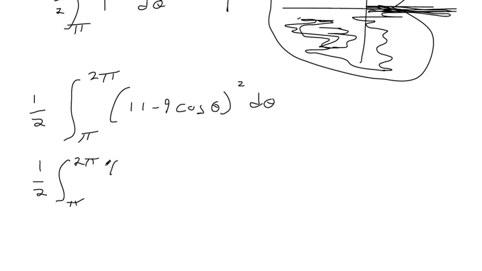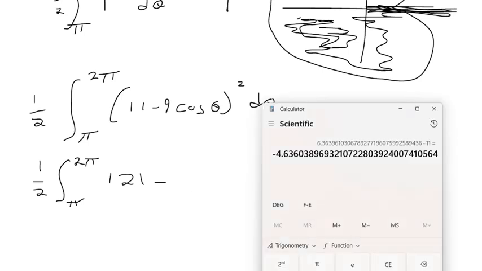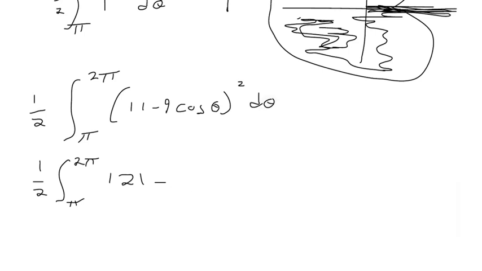So squaring the parentheses, I'd multiply the parentheses by itself. So it's 121 minus 99 minus another 99, so that's minus 198 cosine theta. And then the last one is going to be plus 81 cosine squared theta, because negative 9 cosine theta times negative 9 cosine theta.